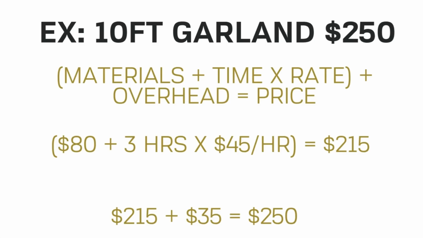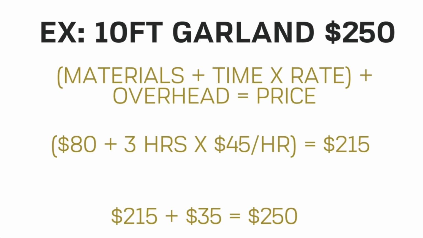So once you have your overhead number, then you're going to add that to the materials and then the multiplication of your time and rate. And then that's going to be your price. And so in this example, you have $80 worth of materials, you have 3 hours for your time, and then you're charging $45 an hour, and that'll equal $215.